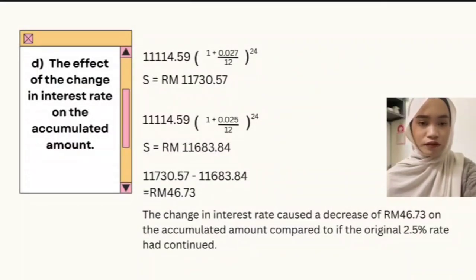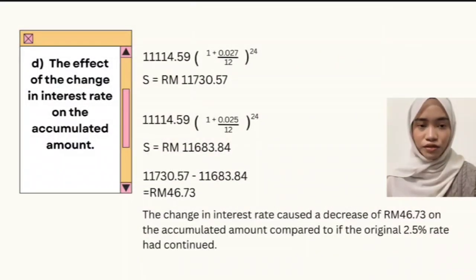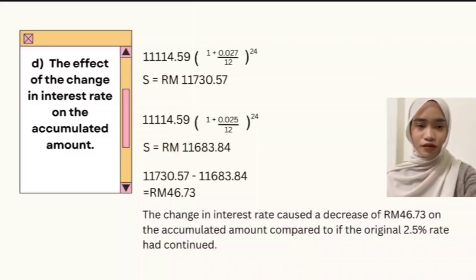For the answer to objective D, 11,140 ringgit and 59 cents multiplied by 1 plus 0.027 divided by 12 to the power of 24. So S equals 11,730 ringgit and 57 cents. Then 11,140 ringgit and 59 cents multiplied by 1 plus 0.025 divided by 12 to the power of 24. S equals 11,683 ringgit and 84 cents. Then 11,730.57 minus 11,683.84 equals 46 ringgit and 73 cents.